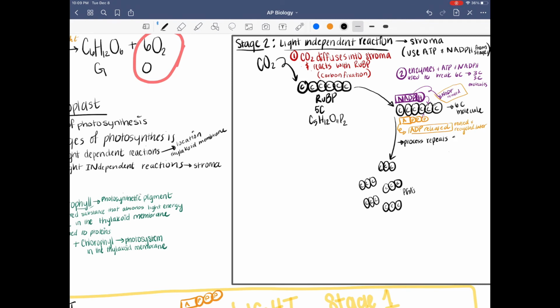This process is continuously happening, with multiple molecules of RuBP. We have to realize that this process is going to be repeating, and we're going to continue to create these PGAs, which are also known as phosphoglycerates.